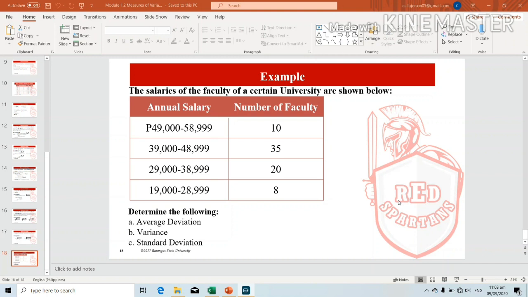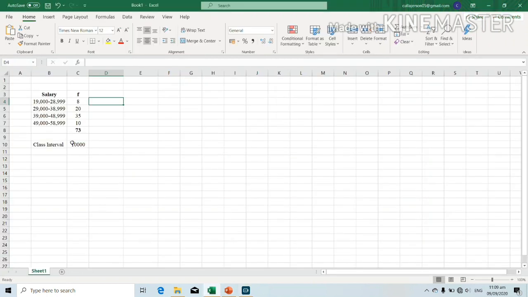Okay, proceed tayo sa example. The salaries of the faculty of a certain university are shown below: the annual salary and also the number of faculty. Ito ay example ng grouped data. Determine the following: the average deviation, the variance, and also the standard deviation. I-solve natin siya through Excel. Binago ko yung position ng salary, range from lowest to highest, and syempre, yung kanyang frequency.